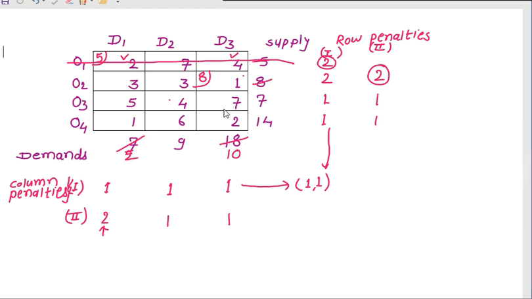Now all the 8 units are transported from the second factory to the third warehouse. So we delete the second row now because supply is exhausted at the second factory. So we have made an allocation in the cell second row, third column.